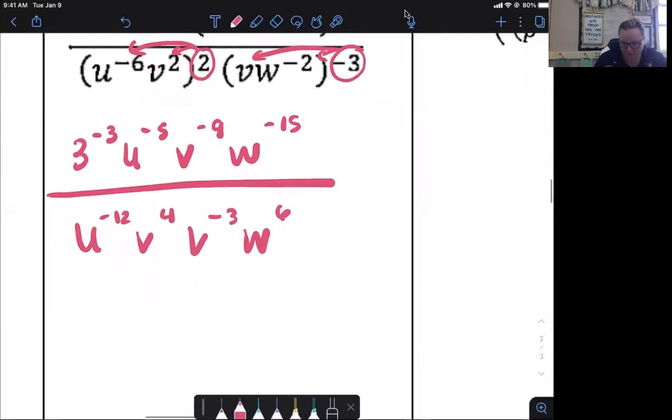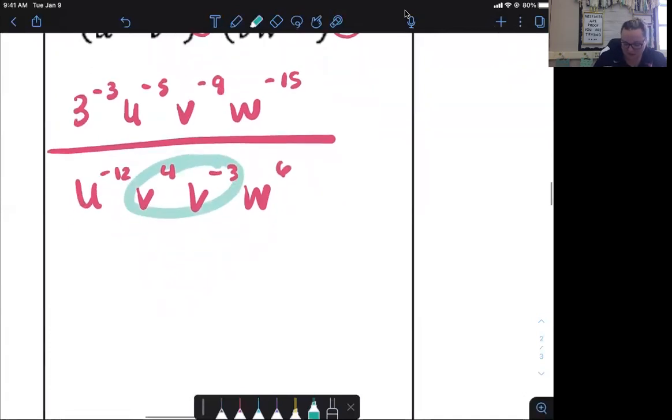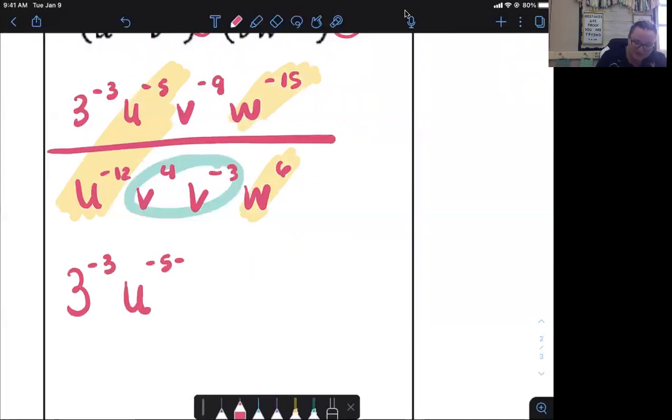All right, then I'm going to combine what I can. So v to the 4th times v to the negative 3rd could be combined. Then we have u to the 5th and u to the negative 12th, and then w to the negative 15th divided by w to the 6th. So what I'm going to do is I'm going to take 3 to the negative 3rd, u to the negative 5 minus negative 12. So when I divide, remember, I subtract my exponents.